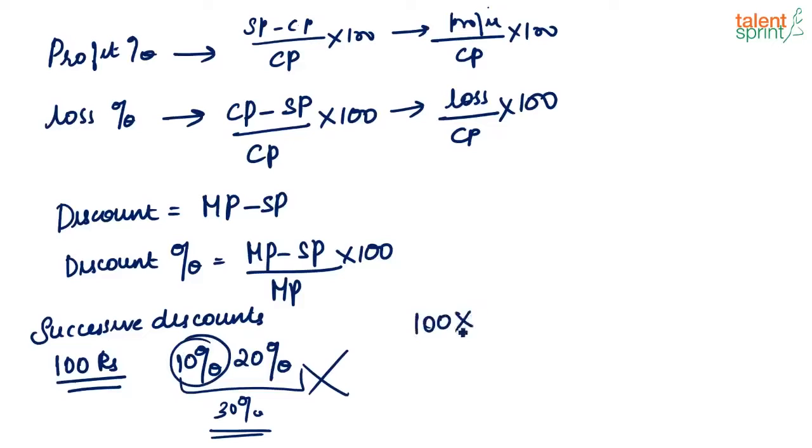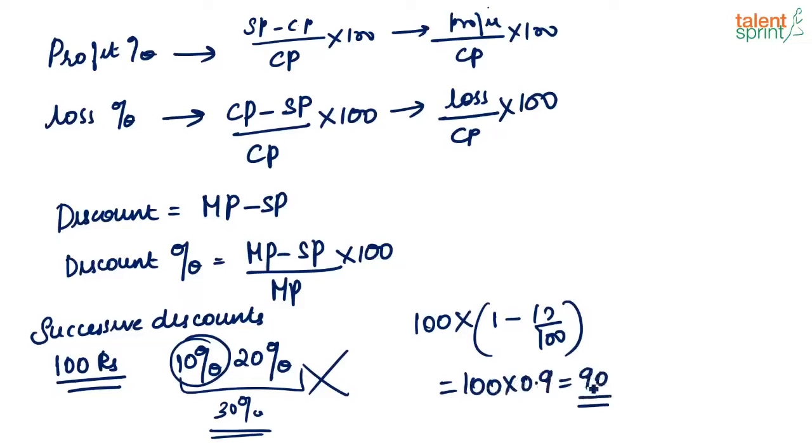It is nothing but, see, first I am giving 10% discount, that is reduction of 10%. So 1 minus 10 by 100, correct? So that is equal to 100 into 0.9, that is equal to 90. Right? So this is the price of the article now after I have given a 10% discount. Now in this 90 rupees again I am giving a 20% discount. That is what it means, right?